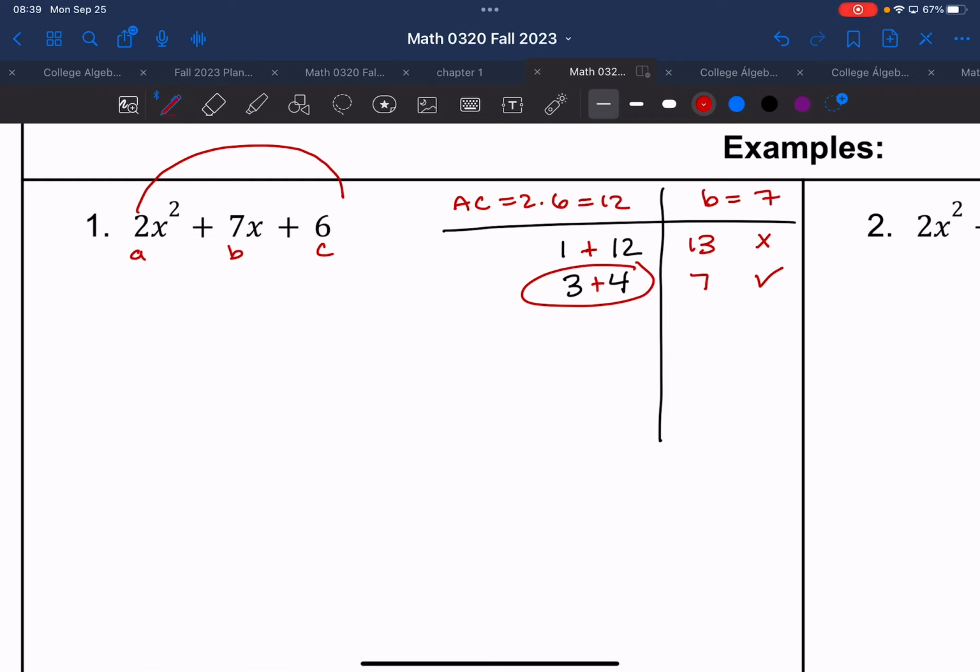Everyone following me so far? Okay. So now what I'm going to do is take that 7x and write it in terms of 3x and 4x. I'm separating that 7x into two parts. So I have 2x squared plus 4x plus 3x plus 6. Notice that this problem has not changed because 7x is the same as 4x plus 3x, correct? Now that I have 4 terms, I can do factor by grouping.